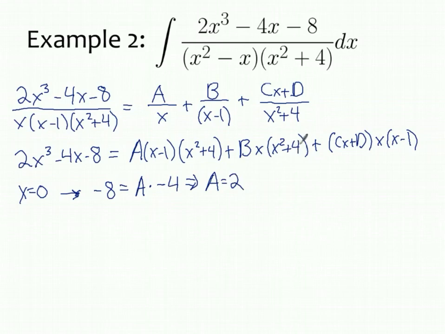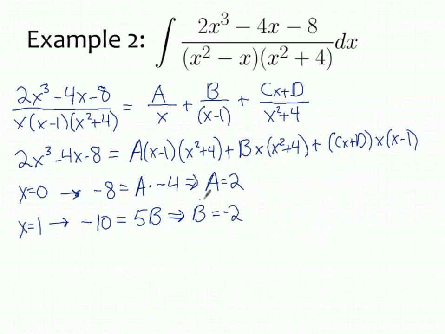Likewise, we can try to eliminate a and cx plus d by letting x be 1. So if x equals 1, then we get on the left-hand side, 2 times 1 is 2. 2 minus 4 is negative 2. Negative 2 minus 8 is negative 10. And on the right-hand side, a goes away, cx plus d goes away, and we're left with 1 here. 1 plus 4 is 5. So this is 5b, and that implies that b is negative 2.